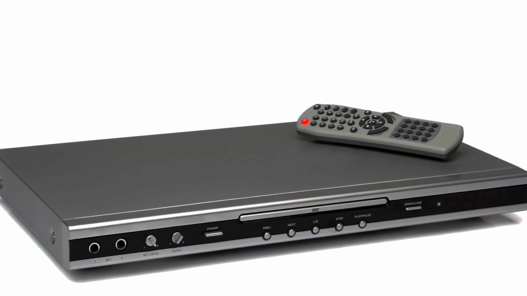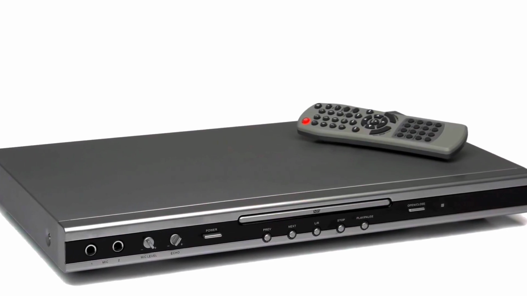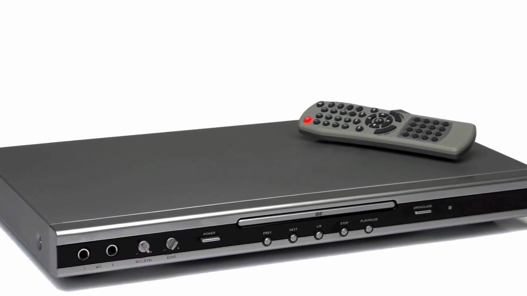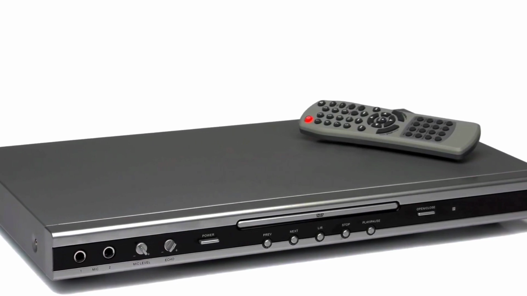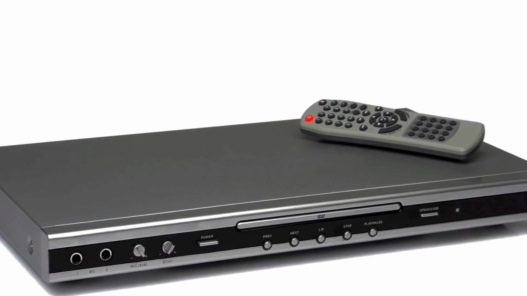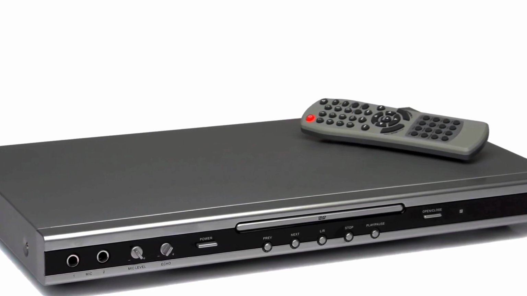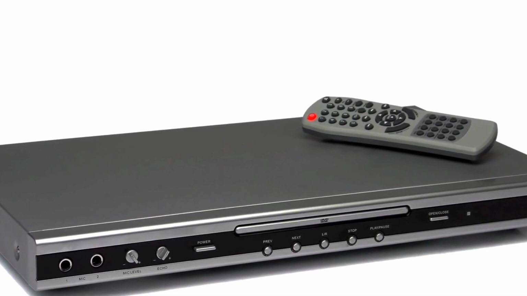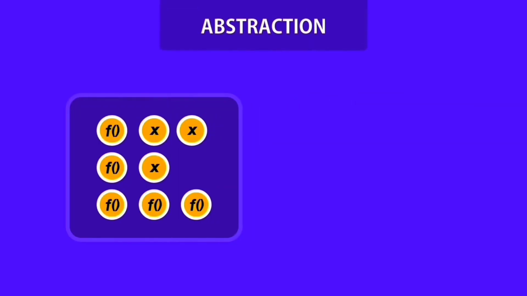Next we will think about abstraction. Think about a DVD player. It has a complex working mode inside of it. You simply press the play button and you don't know what happens inside. So the inside complexity is hidden from you. This is abstraction. In practice, we can use the same technique in objects.